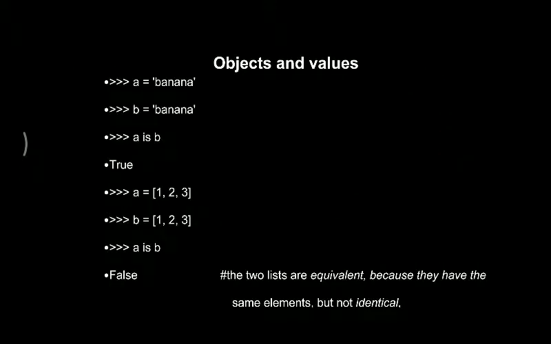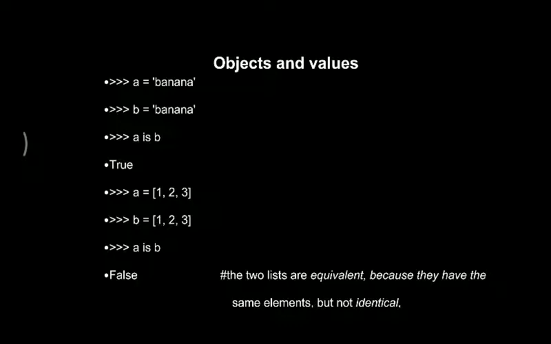Next is how objects and values are used. Say there is one example here: a equal to banana, b equal to banana, a is b. Whether a is b, it gives you True. It's very simple. There are no proper grammatical rules in Python, so anyone can learn Python. It simply asks whether a is equal to b, and it gives True.